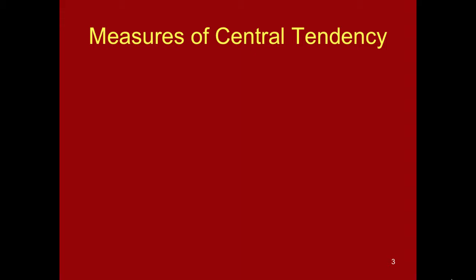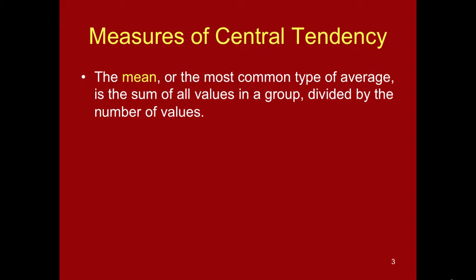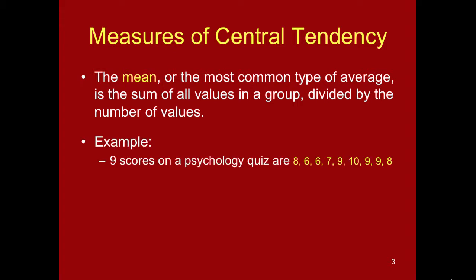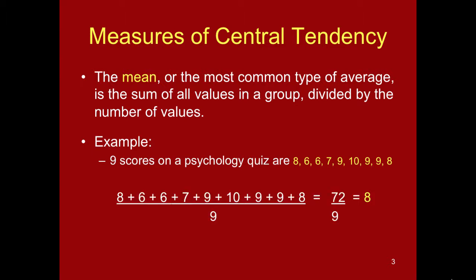The first measure of central tendency is the mean. The mean, which is the most common type of average, is the sum of all values in a group divided by the number of values. For example, if we had 9 observed scores on a psychology quiz that were 8, 6, 6, 7, 9, 10, 9, 9, and 8, we would add up these scores and get a sum of 72. Since there are 9 scores, we would then divide the sum of 72 by 9. The end result is that the mean of the scores is 8.